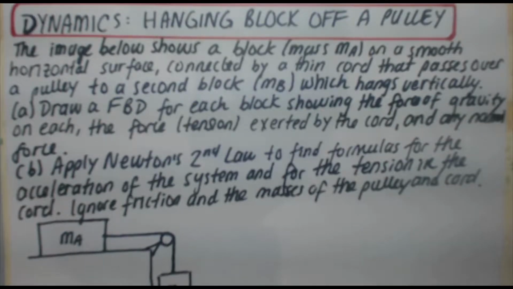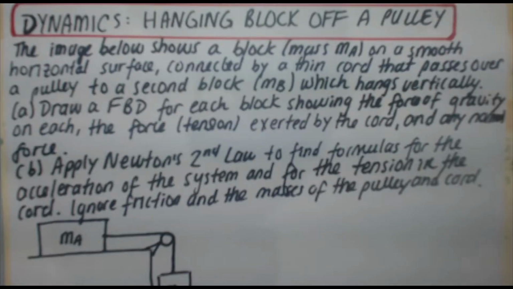the future. Okay, so the image below shows a block, mass MA, on a smooth horizontal surface, connected by a thin cord that passes over a pulley to a second block, MB, which hangs vertically. A. Draw a free body diagram for each block, showing the force of gravity on each, the force, tension exerted by the cord, and any normal force. B. Apply Newton's second law to find formulas for the acceleration of the system and for the tension in the cord. Ignore friction and the masses of the pulley and cord.